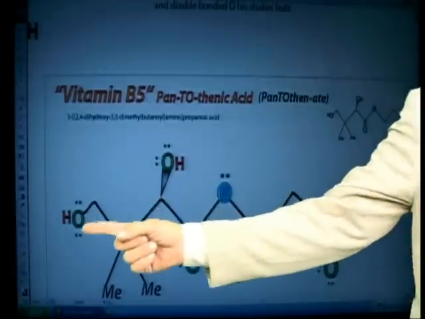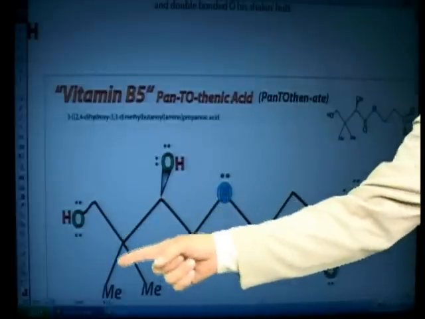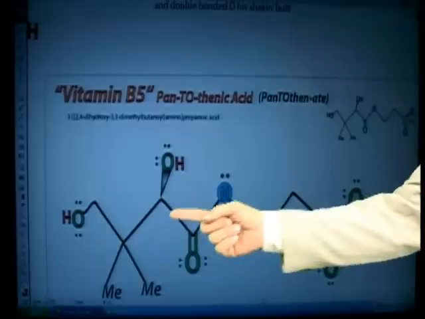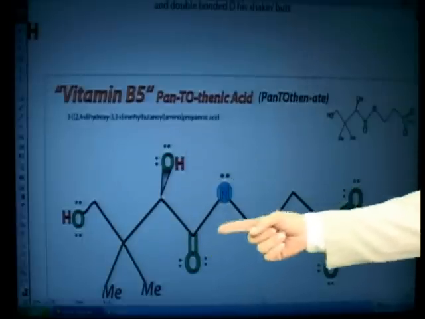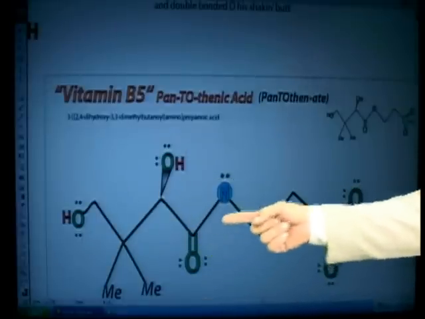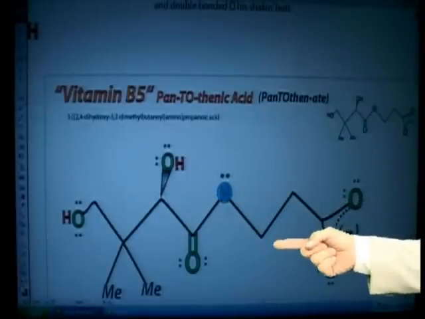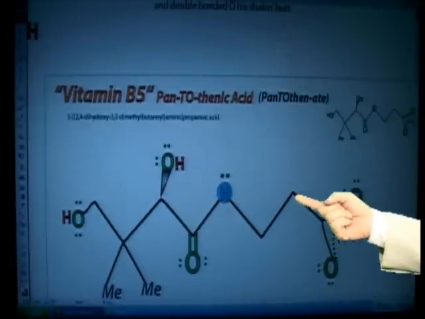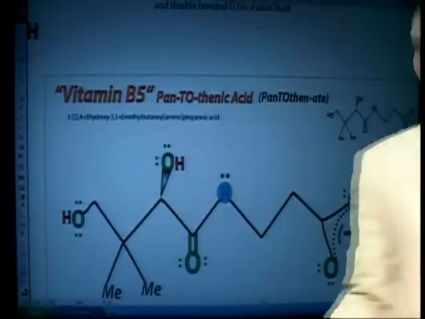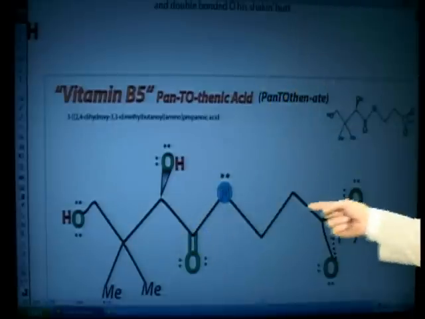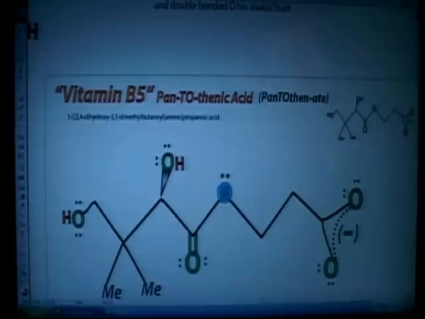You got an alcohol on the end, two methyls hanging off the next carbon, alcohol here, ketone double-bonded oxygen there. You got the nitrogen. Oh, and then you just got a boring carbon and another carbon. Then over there, carboxylic acid. That's some happening chemistry there. Pretty cool looking vitamin there, vitamin B5.